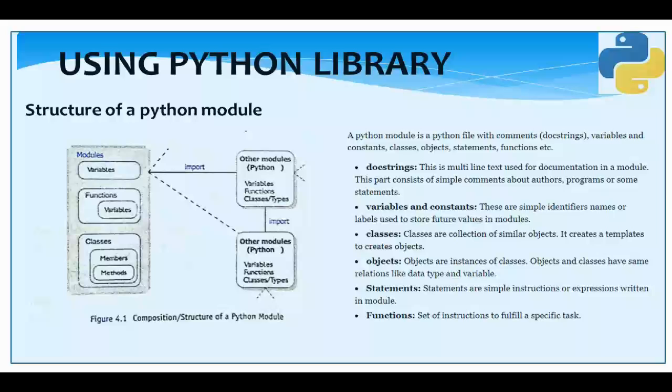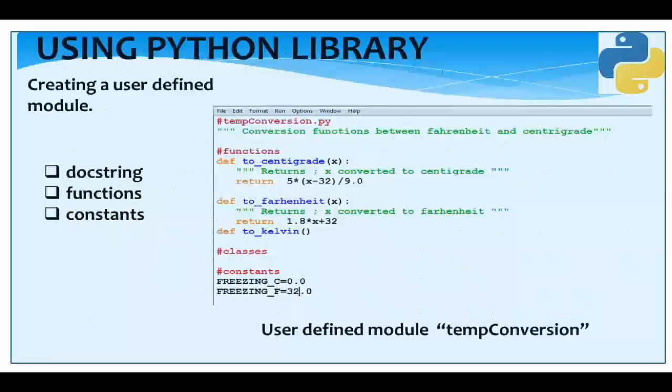Let us now try to understand how we can define a user-defined module in Python. This is a user-defined module on your screen. The triple-quoted strings in this are the docstrings, and functions are also used in it. These are def to Celsius, def to Fahrenheit and def to Kelvin. These are the functions defined in your module, and the constants used in this module are the freezing temperatures, the freezing Celsius and Fahrenheit temperatures.